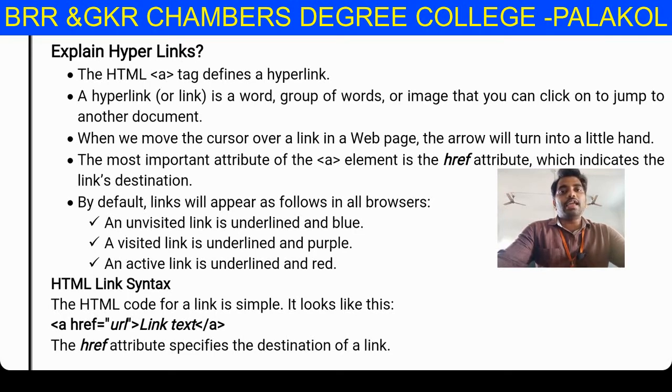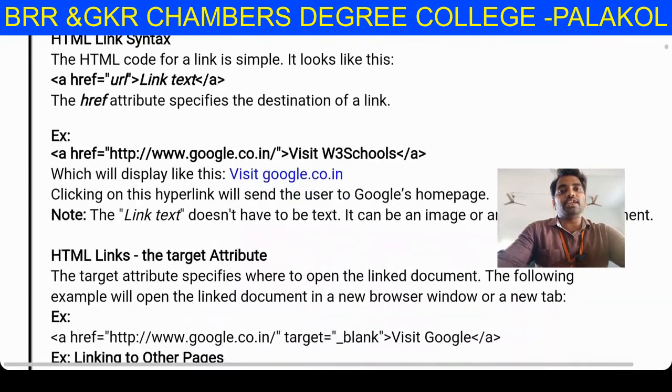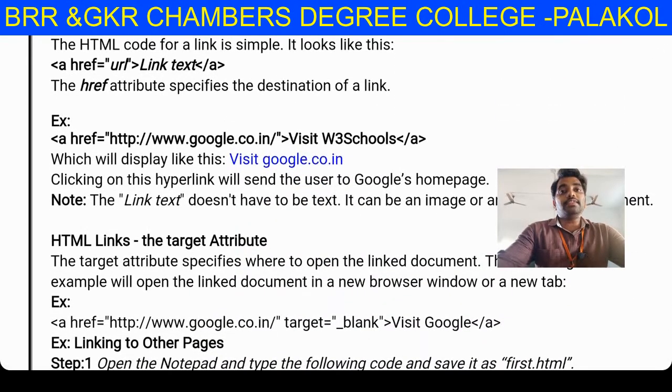The hyperlink syntax is angle bracket A href is equal to double quotation, and you mention the URL. URL means uniform resource locator. Apply the link text, then angle bracket close, then the link text. For the Google website, the link text is Google. Suppose you click the text, the Google website opens. Suppose the URL is Facebook, you mention the URL Facebook, the link text Facebook. When you click the text Facebook, it opens.